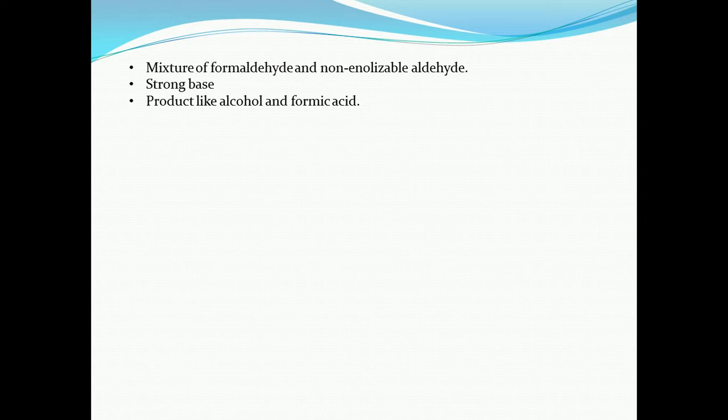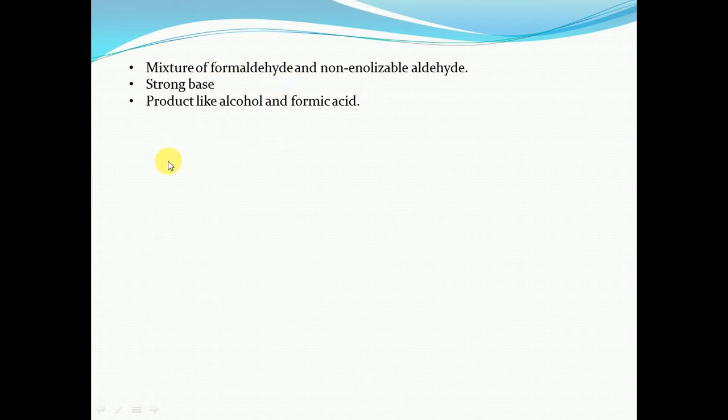As we have seen in the Cannizzaro reaction, two molecules of formaldehyde take part in the reaction. In the presence of strong base, we get alcohol and formic acid. Simply the same product, but with a mixture of two different aldehydes, you get two different products, a different alcohol and formic acid. So what will happen in a mixture of formaldehyde and non-enolizable aldehyde in the presence of strong base? When these two react with each other, formaldehyde is oxidized to form formic acid, and the second aldehyde which you have taken is reduced to form an alcohol.